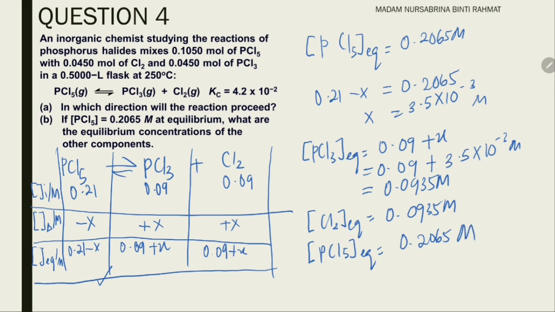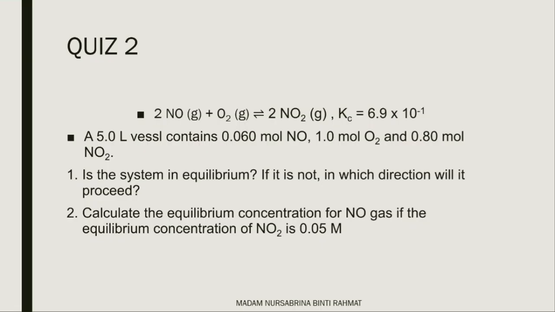So we are done with this one. To test your understanding, I will give you the second quiz for this week. You are given a chemical equilibrium with the initial number of moles, and you have to predict the direction of the equilibrium: whether the system is already in equilibrium or not, and if it's not, state in which direction the reaction will proceed. From there, you have to calculate the new concentration, or equilibrium concentration, for NO gas.